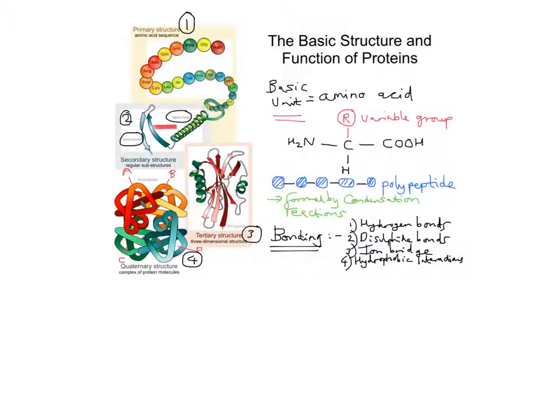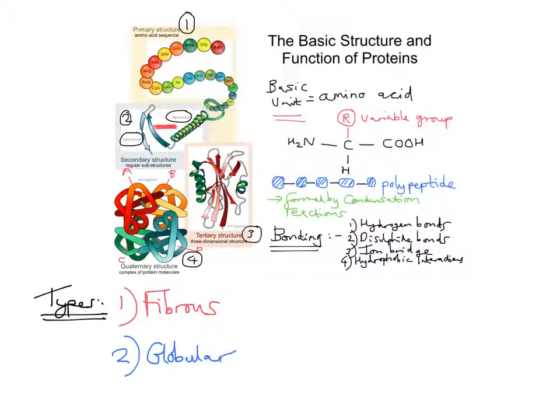Now, when we think of proteins at A level, we think of them in terms of 2 types. Type 1 that I teach my students about are the fibrous proteins, and then the second type are those that are globular. So let's think what we mean by these. The fibrous proteins, they're the ones that have an elongated shape. I'm just going to make a few little notes here. They're the ones that have an elongated shape, and they tend to be insoluble in water.